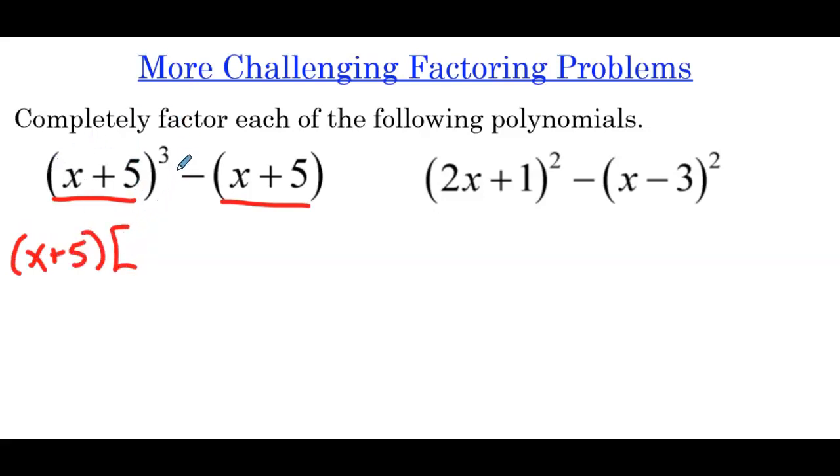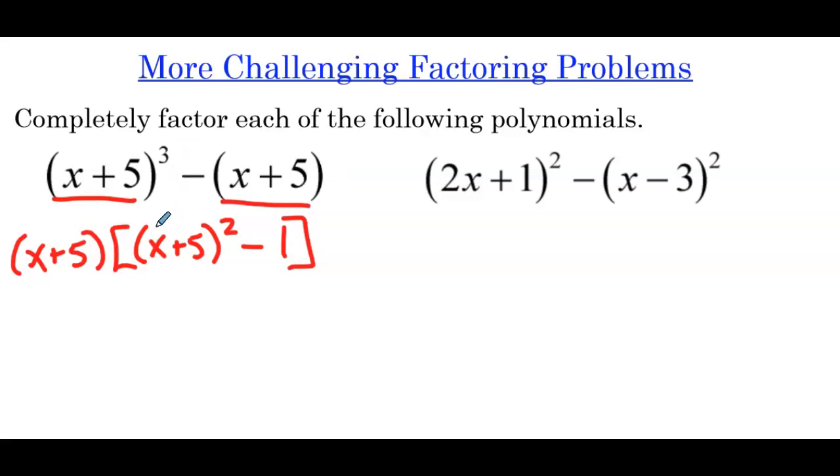Now (x + 5)^3 is going to become (x + 5)^2, and then minus 1. Think of (x + 5)^3 as x + 5 multiplied by itself 3 times. We have 3 factors of x + 5, and in the second term, we had 1 factor of x + 5. So we took that 1 common factor of x + 5 out. In the first term, that would still leave 2 factors of x + 5, or (x + 5)^2, and then in the second term, it would leave 1.